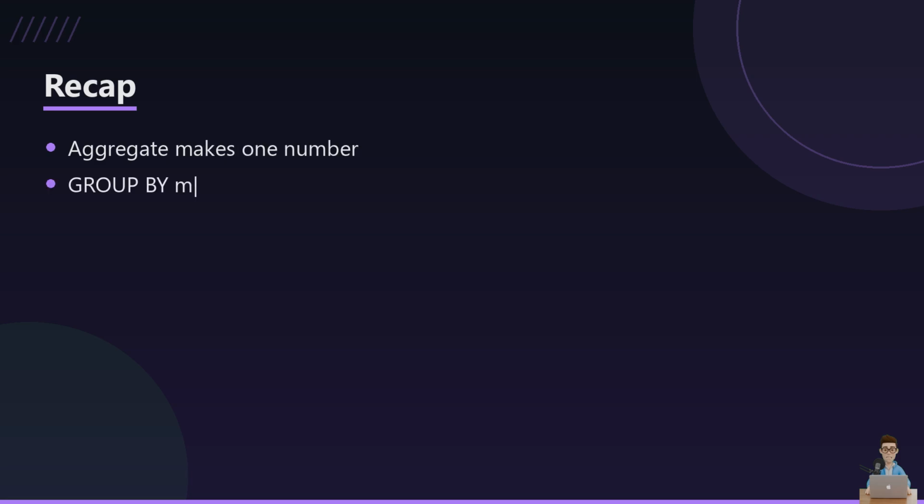So there's the whole lesson. Aggregates crush many rows into one number, GROUP BY decides the piles, WHERE filters rows before and HAVING filters piles after. Keep SELECT honest by only asking for grouped or aggregated columns and you're golden.